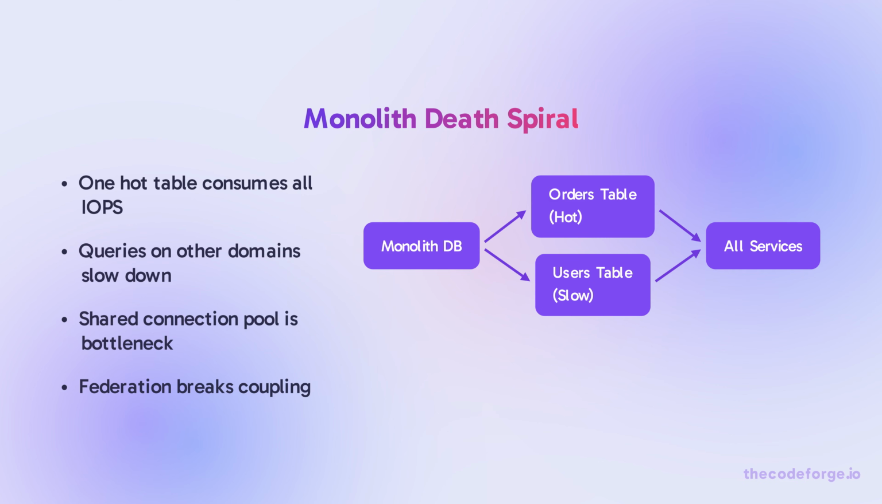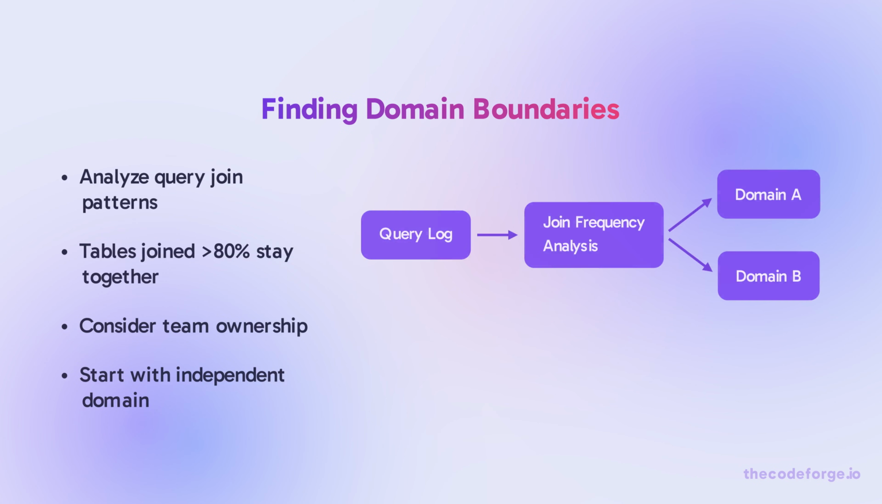Queries on unrelated tables slow down. Federation breaks that coupling by giving each domain its own database and resources. The hardest part is deciding where to cut. Look at your query patterns. If two tables are joined in more than 80% of queries, they belong in the same domain. Also consider team ownership. Start with the domain that has the most independent traffic.